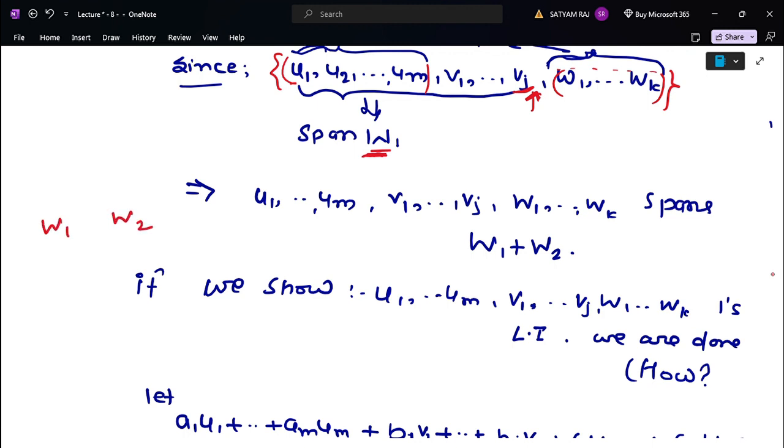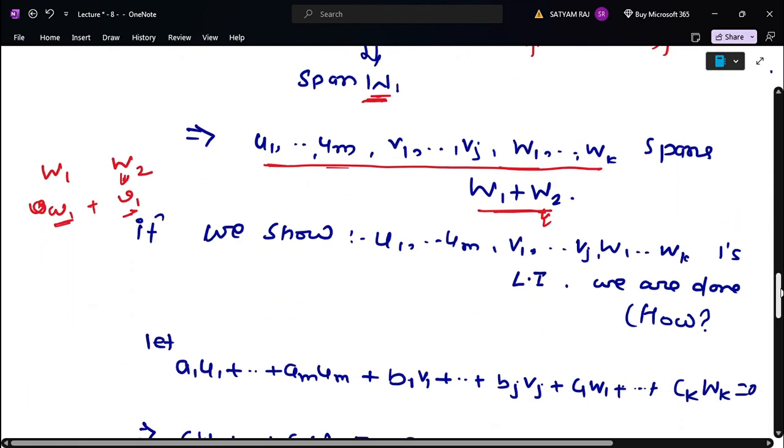And since they can span W1 and W2, if we take any vector, let's say V1 from here, this belongs to this one, so this can be written as a linear combination of these vectors. This can also be written as a linear combination of all these vectors. So if we add, we get the vector from W1 plus W2. It means these vectors can span W1 plus W2. Okay, please understand this.